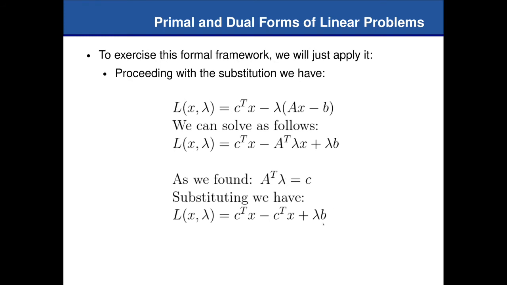Take a look at this. This is quite interesting. Lambda b will become the objective function for my dual problem, for my dual form. What is lambda? The Karush-Kuhn-Tucker multipliers, a vector with the Karush-Kuhn-Tucker multipliers. If you prefer, you can just assume Lagrange multipliers if you are solving for the equality.